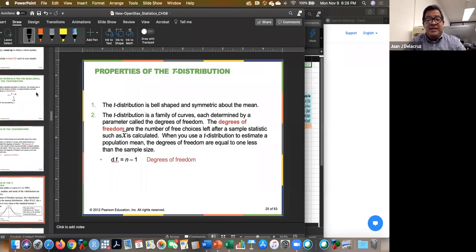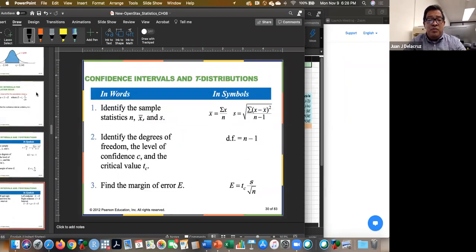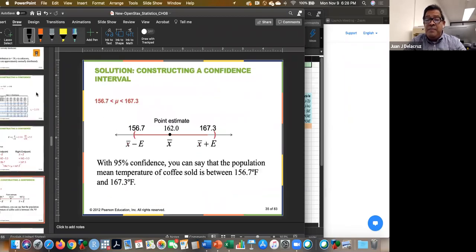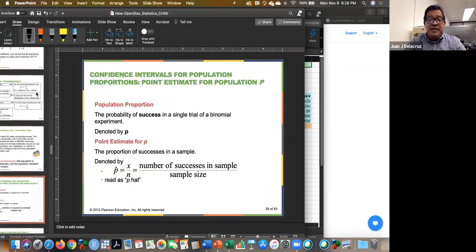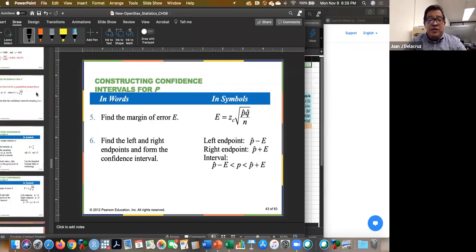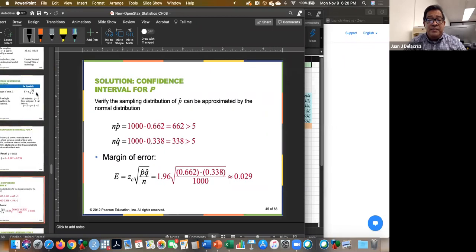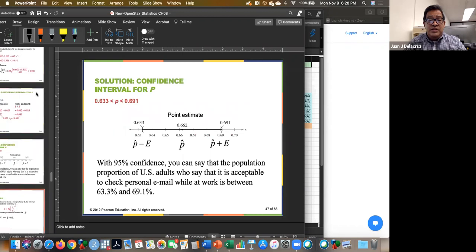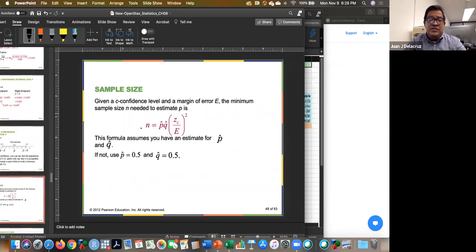But if we are estimating the population proportion and we need to know how many people we need in our experiment, we are going to use this formula, which is almost the same. This is the sample size. The size of the sample is going to be determined by P and Q, the C-score, and the margin of error.